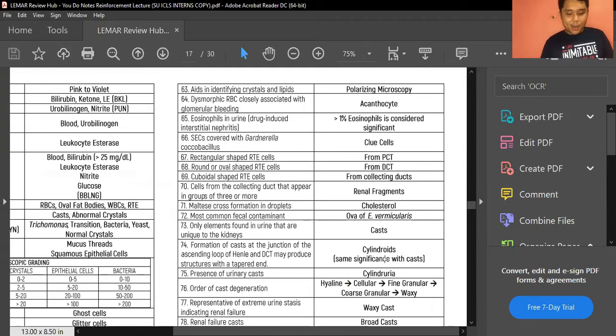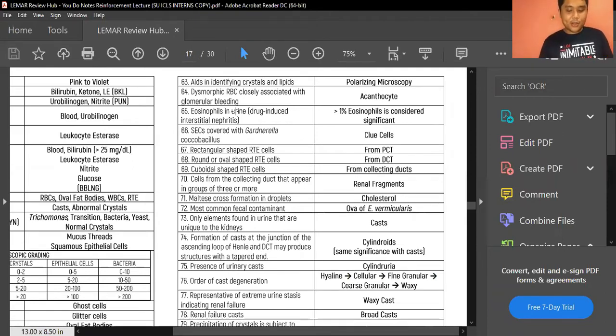All right. Dysmorphic RBC closely associated with glomerular bleeding. You have acanthocyte. Okay? All right. Next, eosinophils in your urine. In cases of drug-induced interstitial nephritis, it is considered significant if greater than 1% of the total WBC count or differential count for eosinophils. So for example, greater than 1%, or it reached 2%, so that's significant.